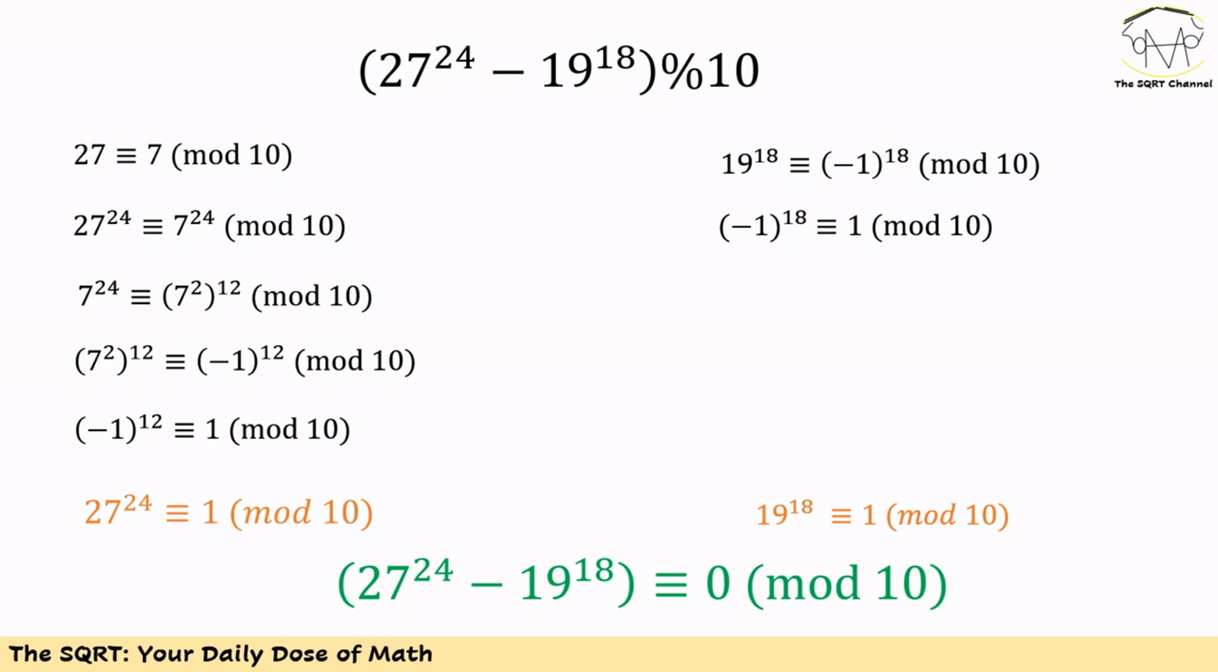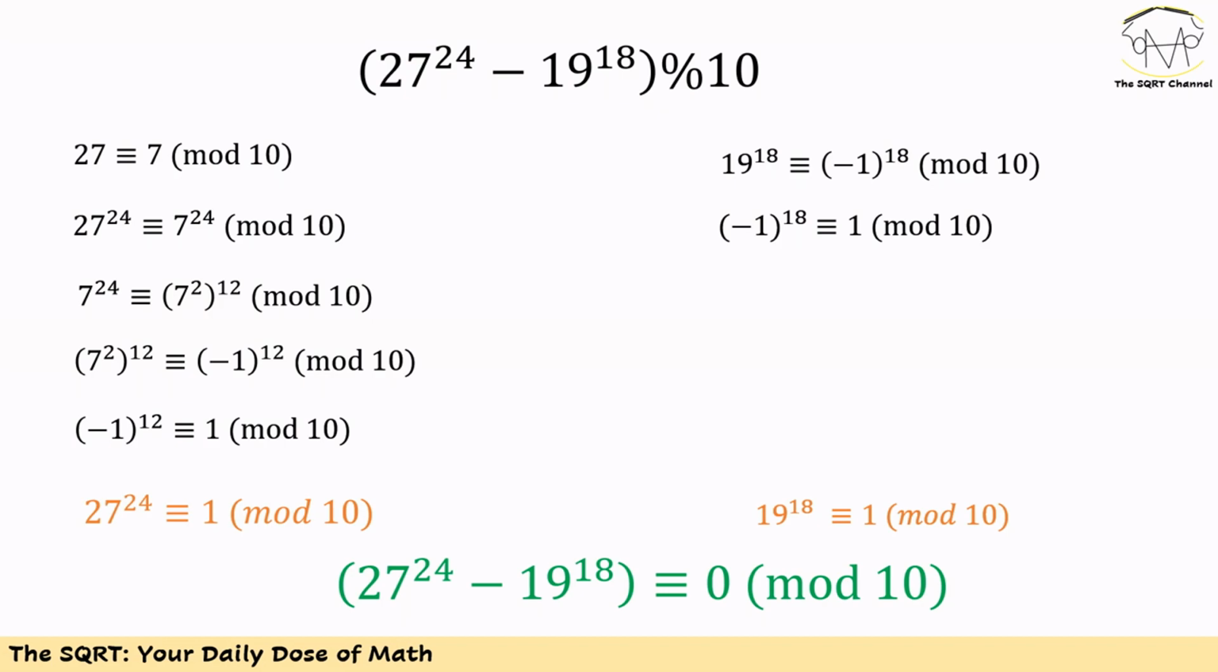So 7 to the power of 2 to the power of 12 is going to be congruent with minus 1 to the power of 12. Since 12 is an even number, the answer is going to be 1. So at the end, 27 to the power of 24 and 1 are congruent for modulus 10.